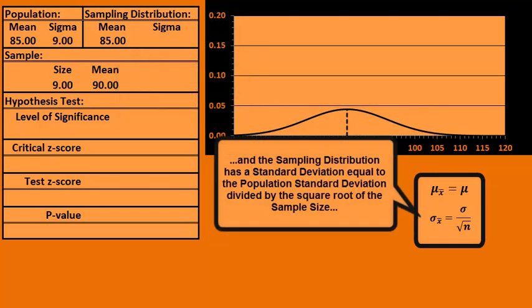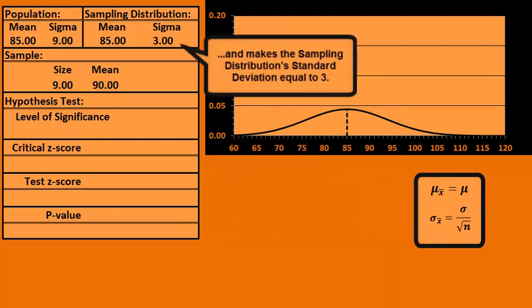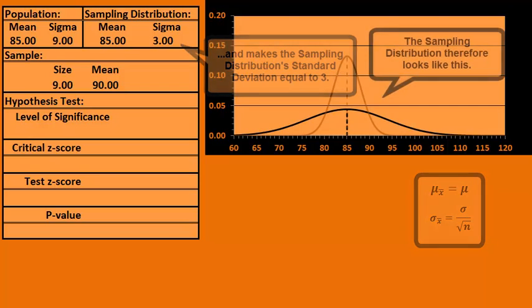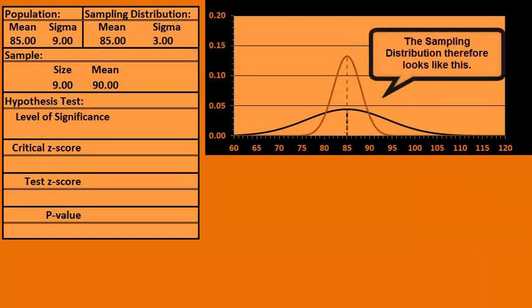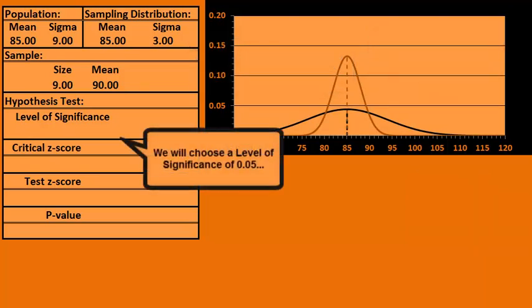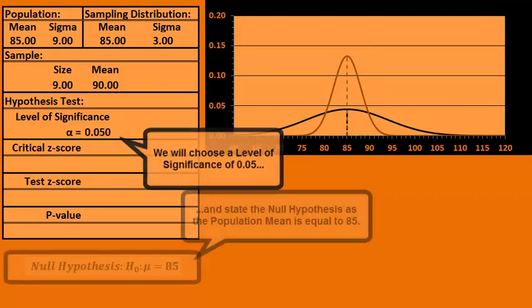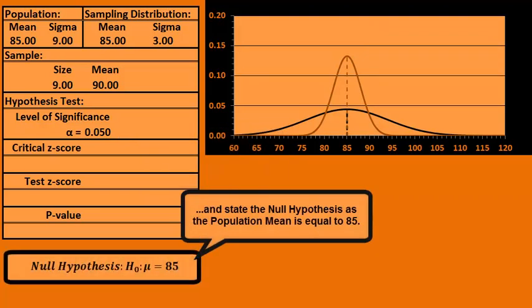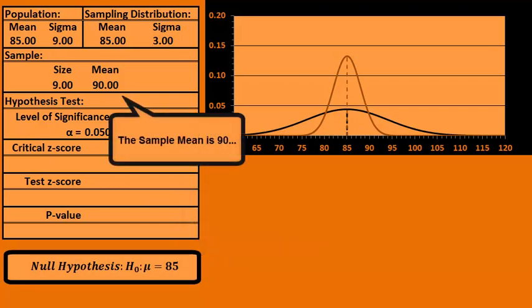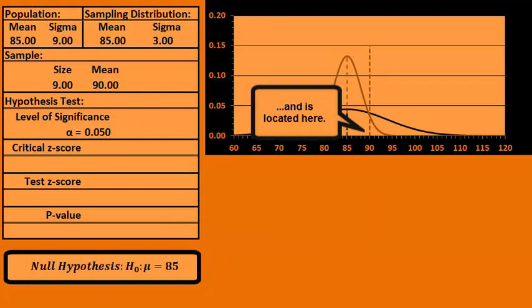And the sampling distribution has a standard deviation equal to the population standard deviation divided by the square root of the sample size, which makes the sampling distribution standard deviation equal to 3. The sampling distribution therefore looks like this. We will choose a level of significance of 0.05 and state the null hypothesis as the population mean is equal to 85. The sample mean is 90 and is located here.